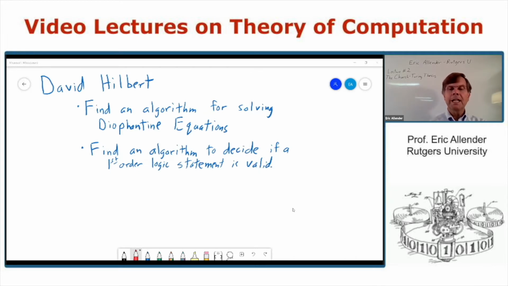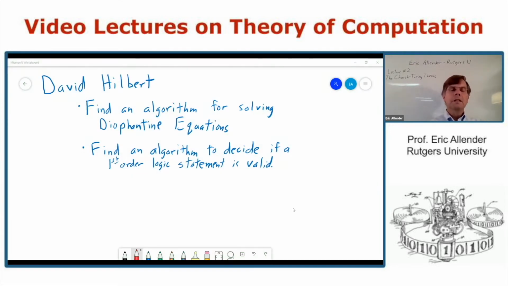Let's try to set the stage for what they did by saying a little bit about the historical context. David Hilbert was a famous mathematician in the early 20th century and before. And not only was he a famous mathematician, but he was also famous for being a famous mathematician. And when he suggested, here's a problem you might want to think about working on, well, a lot of people would sort of stop what they were doing and would work on that problem.